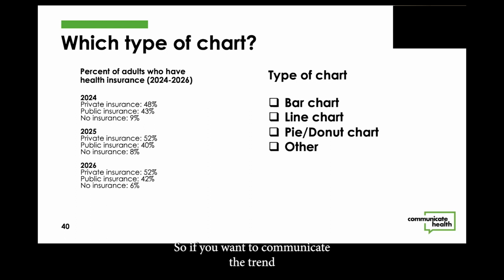So if you want to communicate the trend of how over time the different categories of insurance have changed, then it might be best represented with a line graph or a line chart. But if you want to emphasize the difference between the categories within each year, so how is private different from public or different from no insurance, then you would go with the bar chart. So again, the main message is the data really drives which type of visualization is best suited for your needs.